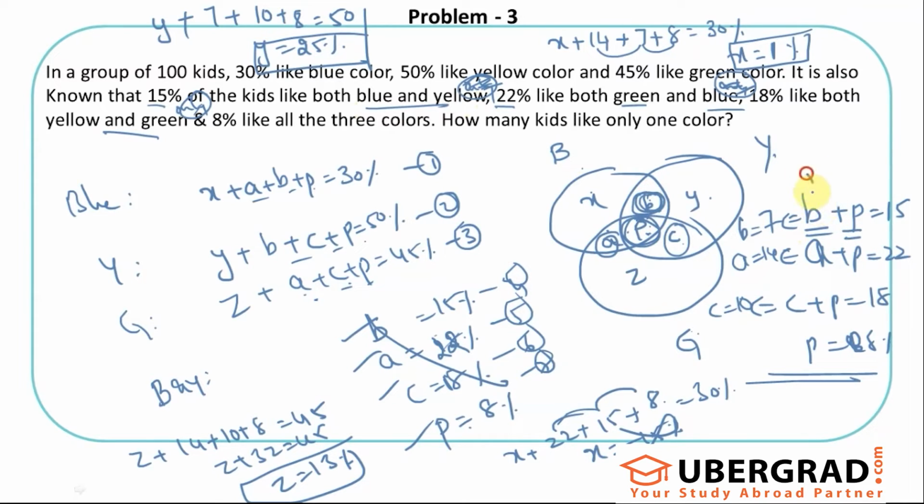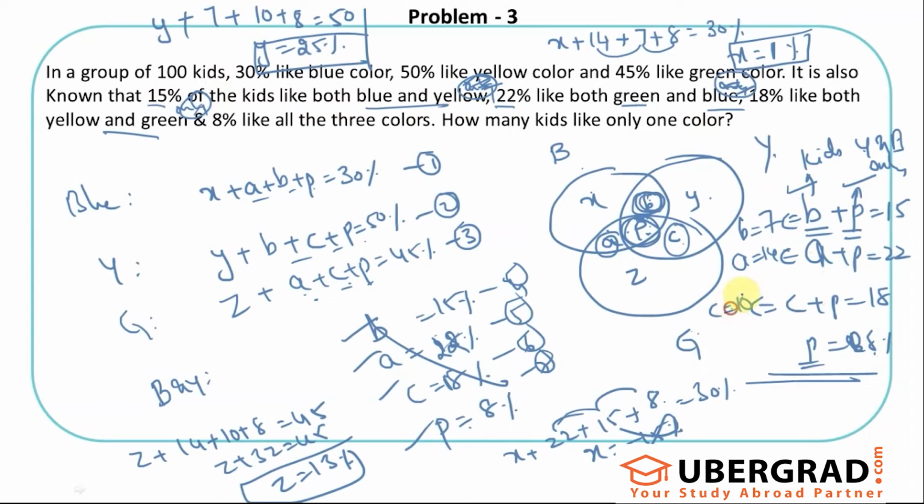Why? What is B? The kids who love yellow and blue only. That means they only like these two, they don't like the green. This is the kids who like yellow and blue and pink also. But the clue is saying that 15% of the kids like both blue and yellow, which is acceptable for this and this category. So we need to add 2 colors plus 3 colors, 2 plus 3, 2 plus 3 for this individually. Once I do it, I know all the 3 colors are liked by 8%.